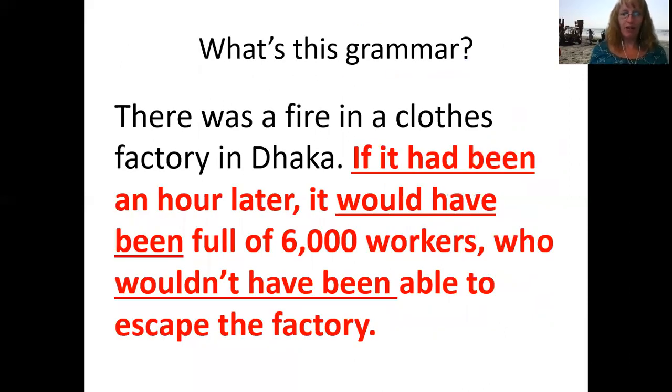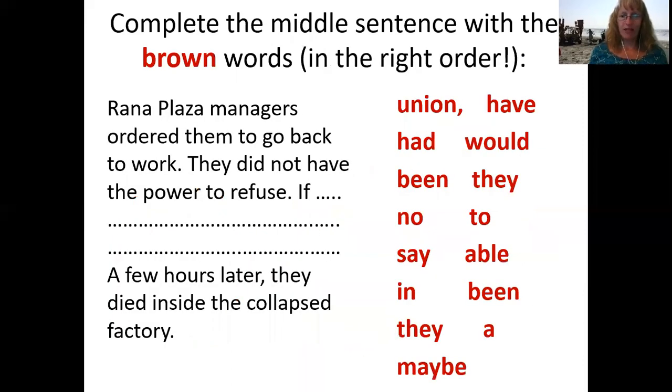If it had been an hour later, it would have been full of 6,000 workers who wouldn't have been able to escape the factory. It's complex grammar. Well done if you got it right. We'll do some more practice though. The middle sentence now you need to complete with all the brown words in the right order. Again, pause the screen to see if you can complete that sentence.